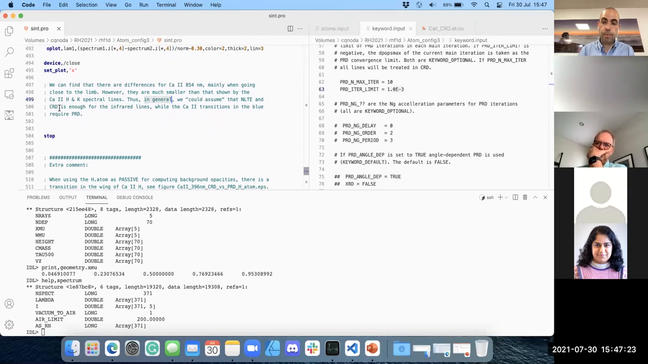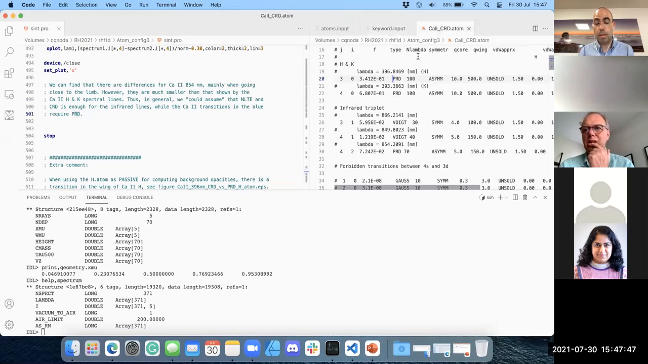Okay, so then what I was saying, I believe that in general, we can assume that non-LTE and CRD is enough for the infrared lines. But the calcium II H and K transitions definitely require PRD, okay, for properly solving them. And as advice from what Hans said, it's probably also good to have PRD switched on for the calcium infrared.